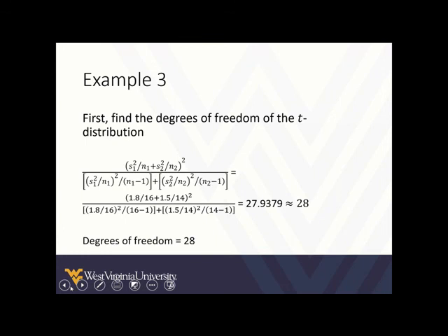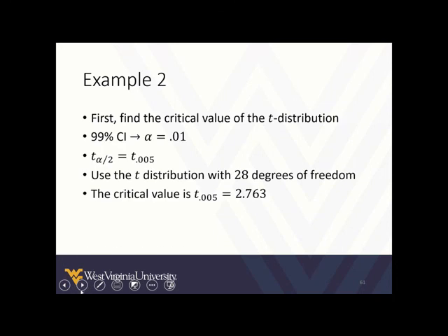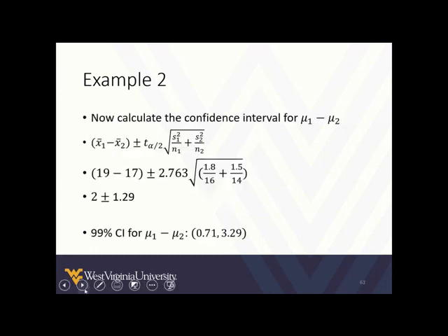And the truly difficult part of this is calculating the degrees of freedom. And so by plugging into the long complicated formula, we get 27.9373, which will round to have a degrees of freedom of 28. And so now at this point, we can establish that we need to find our critical value. Now, if you do recall from example 2, we are using a 99% confidence interval, so that means our alpha over 2 is 0.005. We got the same degrees of freedom of 28, so we do actually get to use that same critical value of 2.763. And so that's all going to be the same.